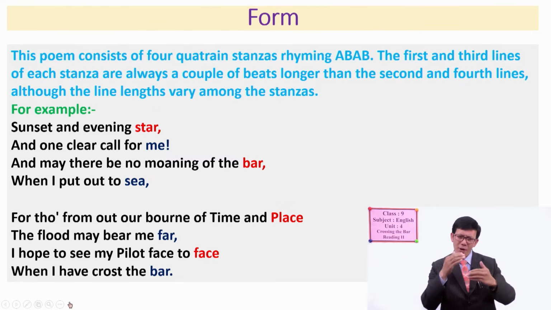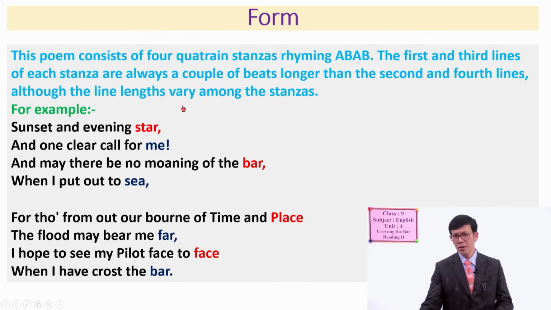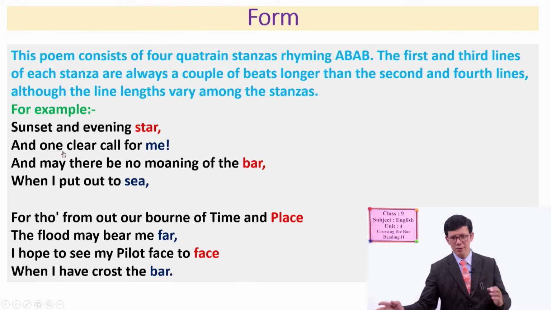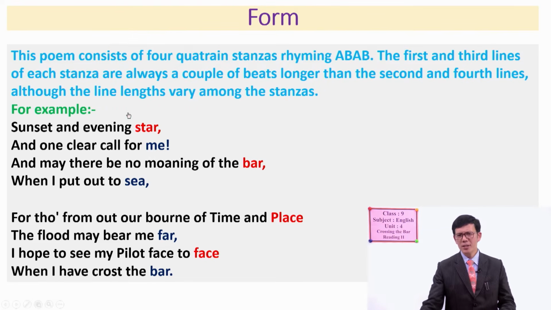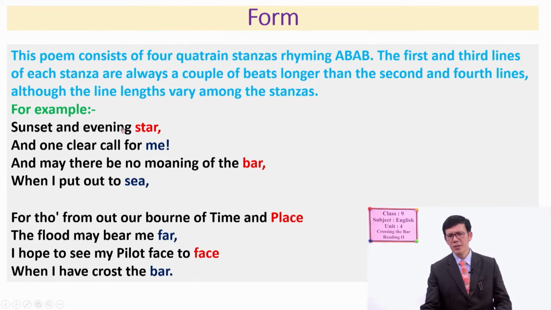So how does it rhyme with each other? Let's just see here in the first stanza. Sunset and evening star. Okay, and you can see it rhymes with the third line, and may there be no moaning of the bar. You can see this star and bar rhyme with each other, right? And similarly, the second line and fourth line rhyme with each other, like look at here, and one clear call for me when I put out to sea.